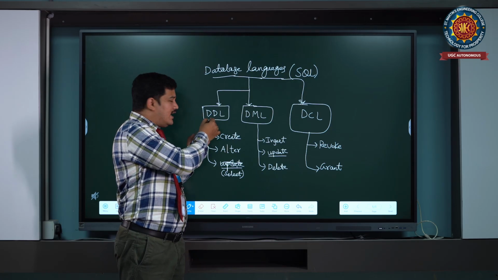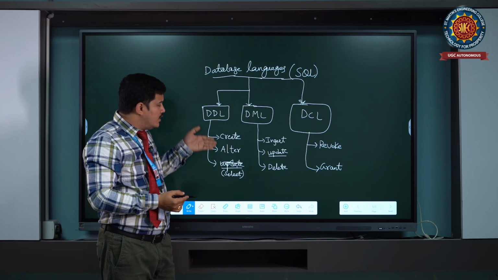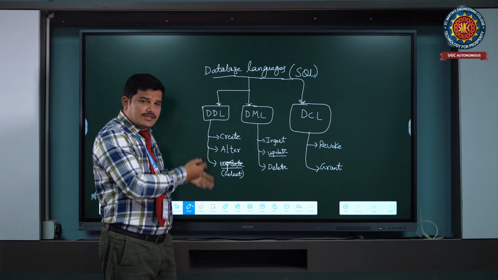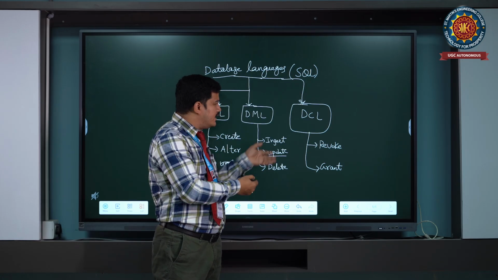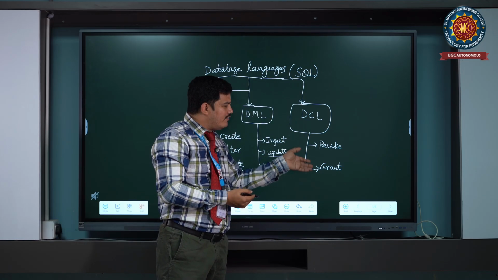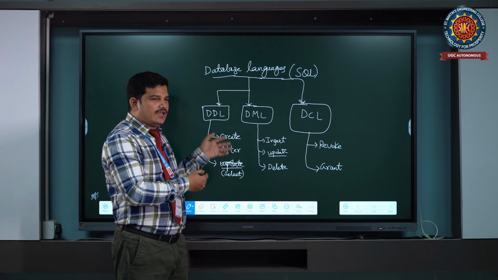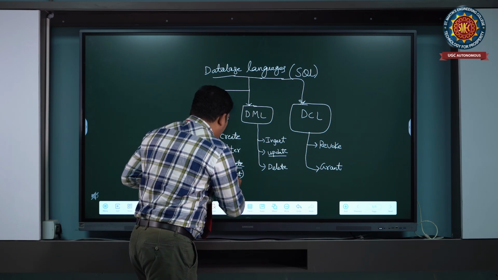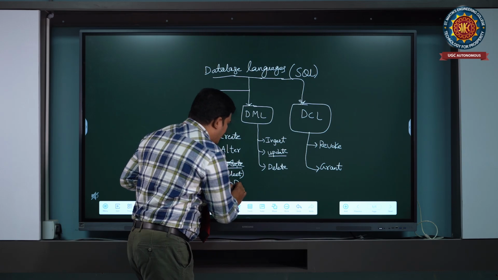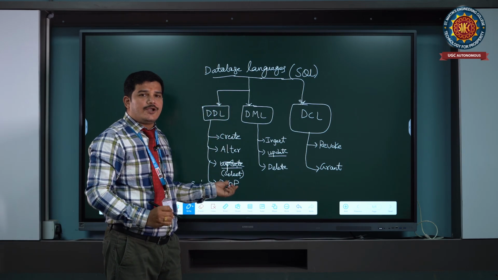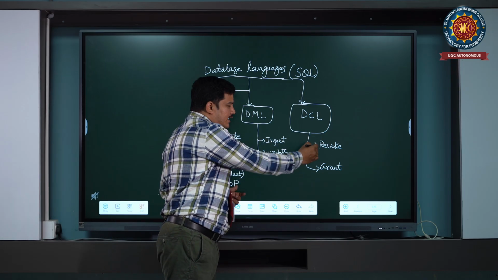So DDL, data definition language, containing what? Create, alter and select, and here DML commands: insert, update and delete. And coming to DCL, we will have revoke and grant. In this way, we are going to create, alter and select. Along with that, one more operator is there, that is called drop. So create, alter, drop, insert, update, delete, revoke, grant.